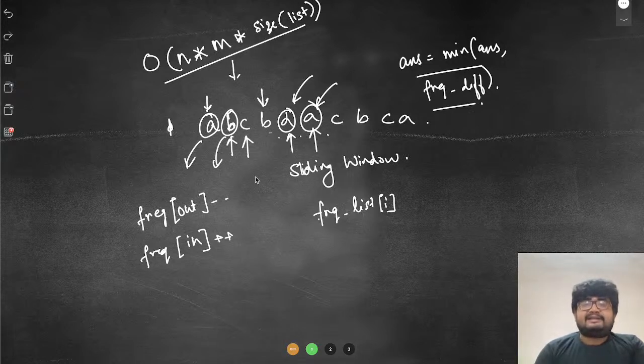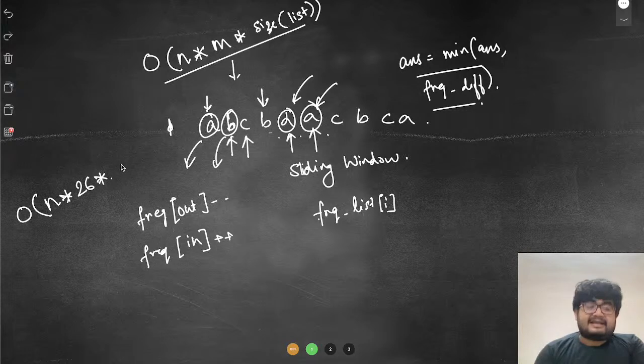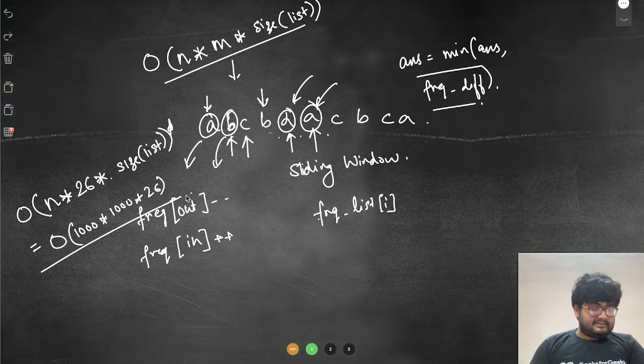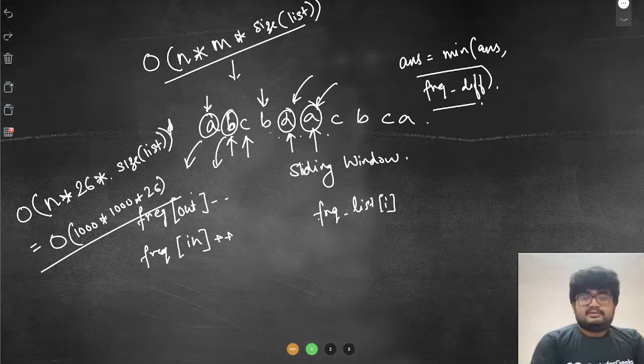Now what is the complexity when we do a sliding window? Whenever we do a sliding window, it becomes order of n, the total length, into, for each window, we are not generating the frequency, rather we are just comparing the two frequencies, so into 26, into the size of the list. So that becomes n is 1000 approximately, into 1000, into 26, right? So this is well within our bounds. That's why this time complexity will work.